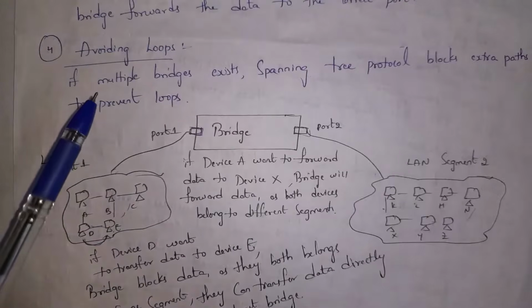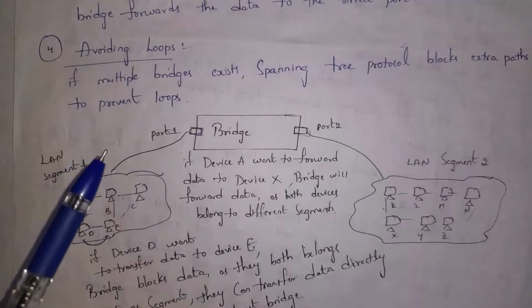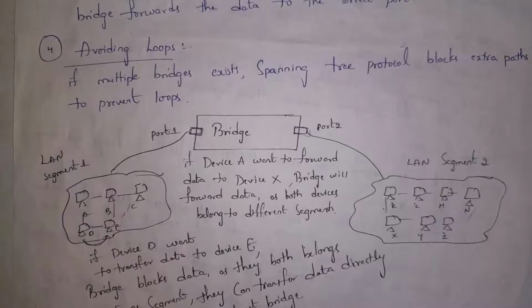Guys, if there are multiple bridges used in networks, then those bridges will follow the spanning tree protocol. In the spanning tree protocol, the device will choose only one best route and it will block all remaining routes. As the device will choose only one best route, data will be transferred to the receiver very fast. There will not be any loop. These are the operations of a two-port bridge.